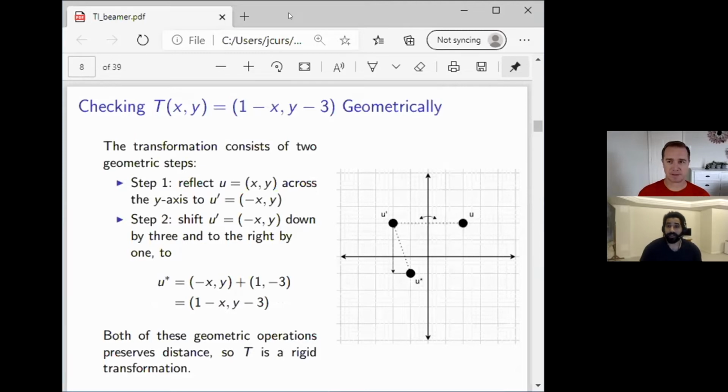So this transformation really consists of two main steps. The first thing this transformation is doing is reflecting some point U across the y-axis to some U prime. This preserves distance because, if we're dealing with the overhead, all we're doing is just flipping our transparent piece of paper over. This preserves distances. So, John, can you share that with me? Yeah, I can show you.